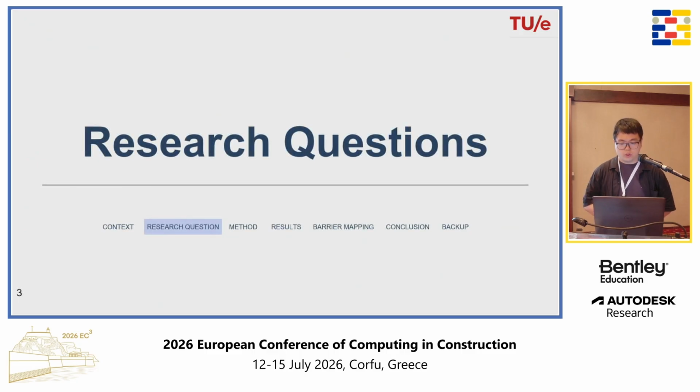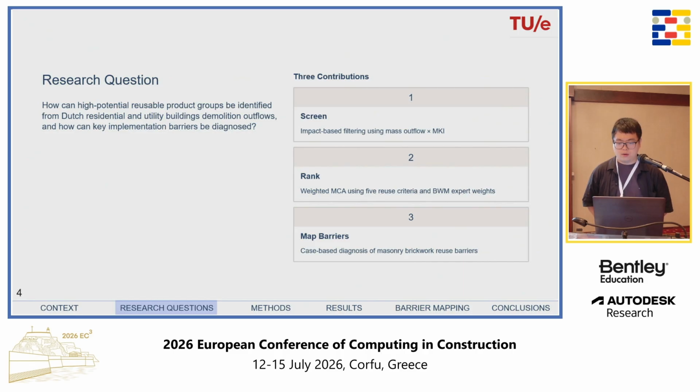And here comes the research question. The research question asks how high potential reusable product groups can be identified from Dutch residential and utility buildings demolition outflow, and how the key implementation barriers can be diagnosed. The study contributes through 3 connected steps: screening, ranking, and also mapping barriers.